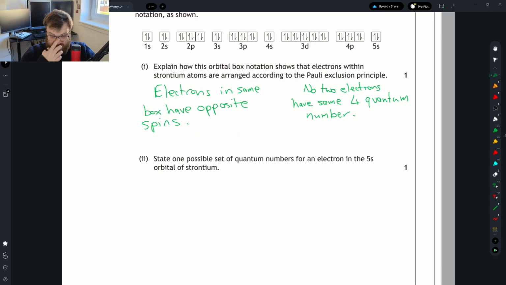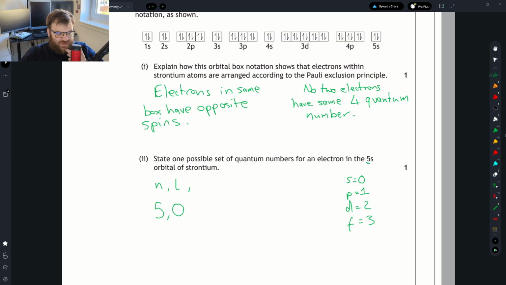Okay, we're asked for quantum numbers for an electron in the 5s. We have our n, which tells us which shell it's in. So that's going to be n is 5. We then have l, which tells you if it's s, p, d, or f. S has a value of l of 0. If it's p, it would be 1. D, it would be 2. And if it was f, it would be 3. So this value has to go there.